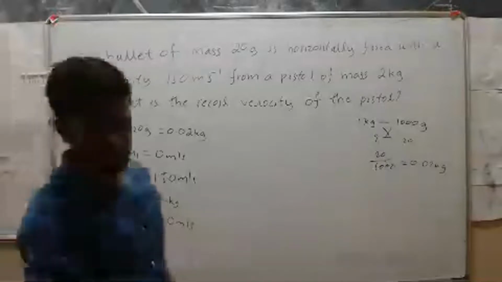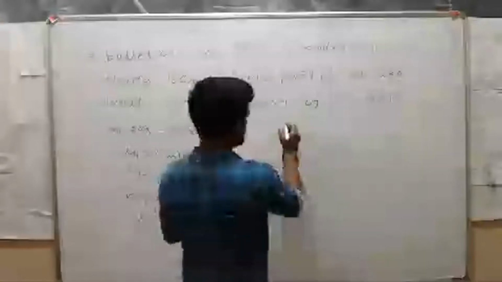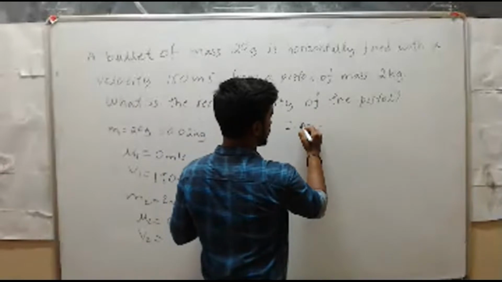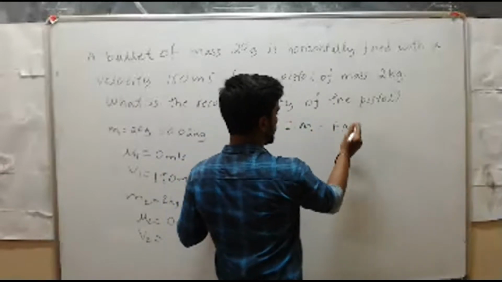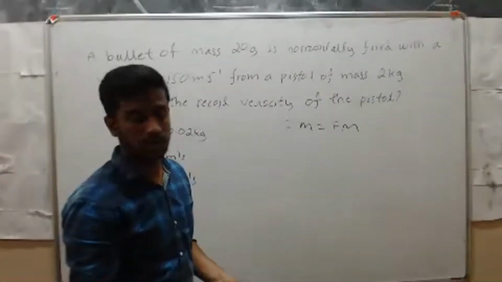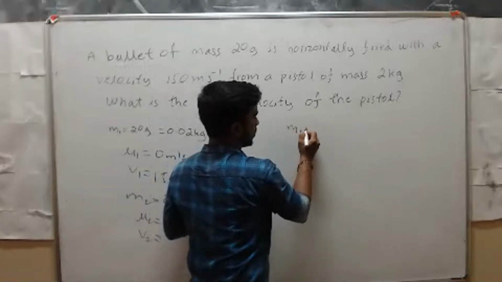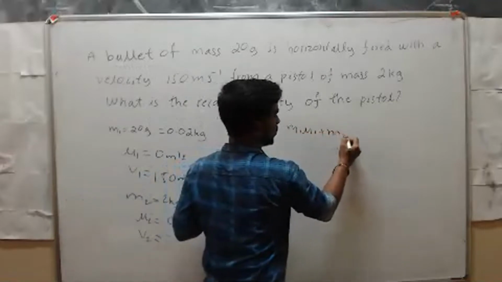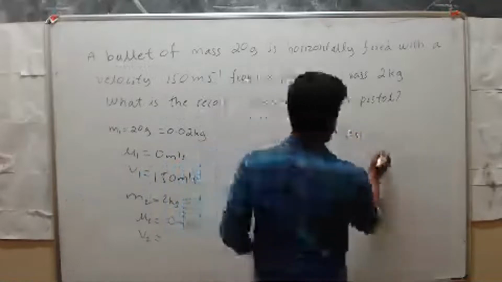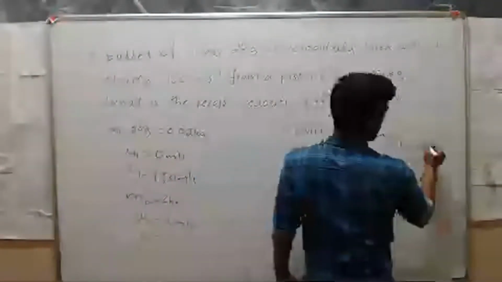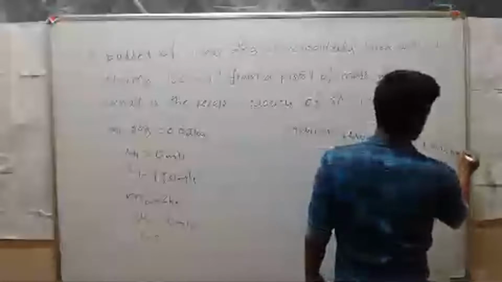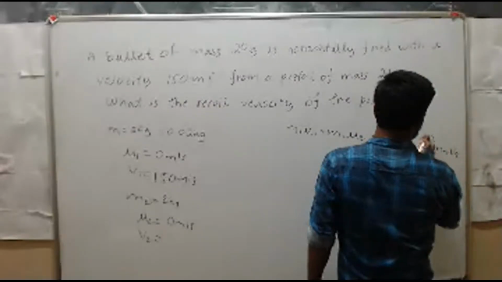What is the first step? We know the formula: initial momentum is equal to final momentum, that is before collision and after collision. The initial momentum is m1 u1 plus m2 u2, which is equal to m1 v1 plus m2 v2. Clear?